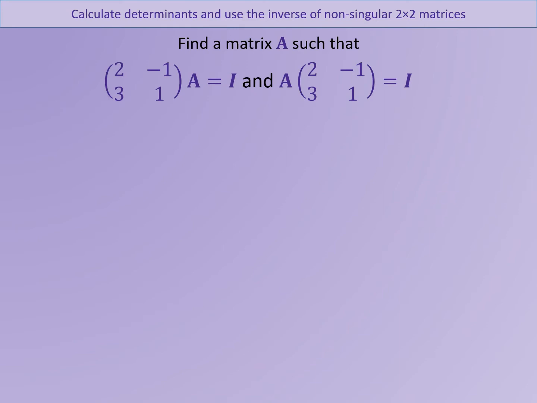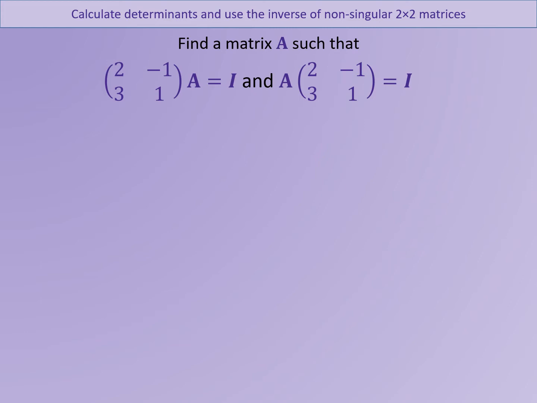So first of all, we're going to consider whether we can find a matrix A that satisfies this property. The matrix [2, -1; 3, 1] times the matrix A would take us back to the identity, and also A times [2, -1; 3, 1] would take us to the identity. So we're looking for A to be an inverse transformation to that matrix there.